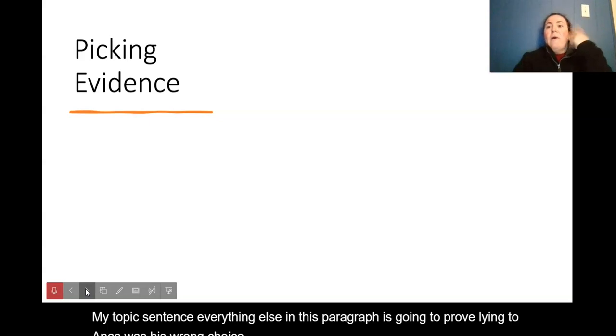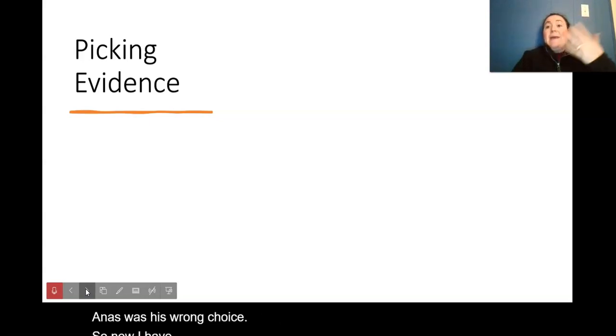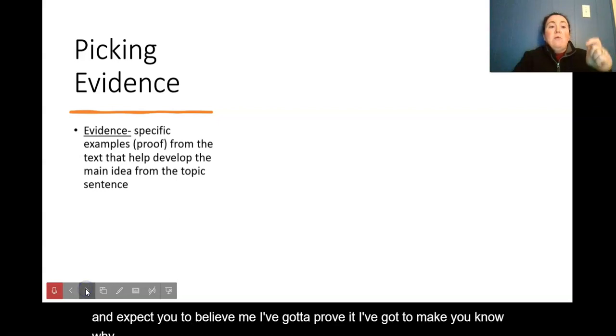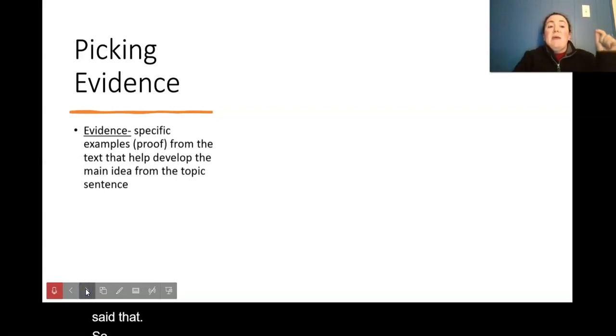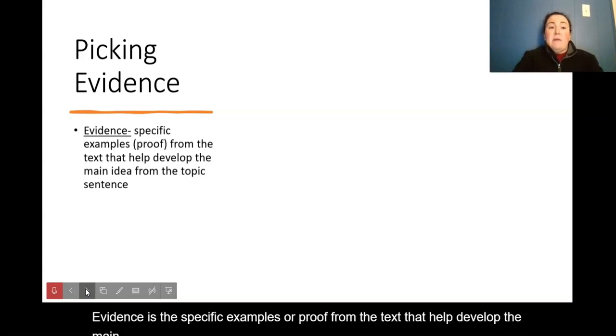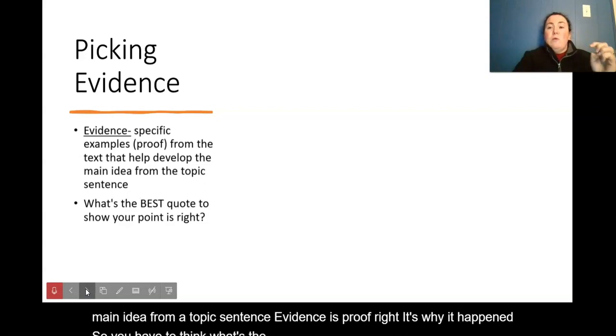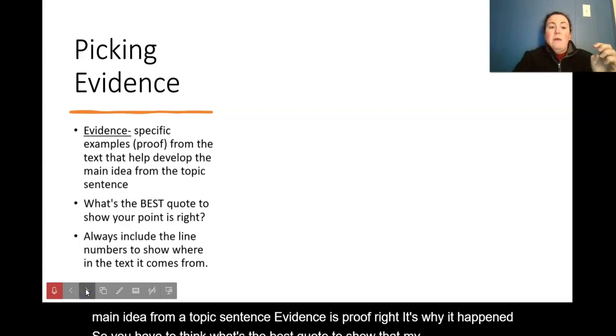So now I have to pick evidence. I can't just tell you he made the wrong choice and expect you to believe me. I've got to prove it. I've got to make you know why I said that. So evidence is the specific examples or proof from the text that help develop the main idea from a topic sentence. Evidence is proof, right? It's why it happened. So you have to think, what's the best quote to show that my point is right?